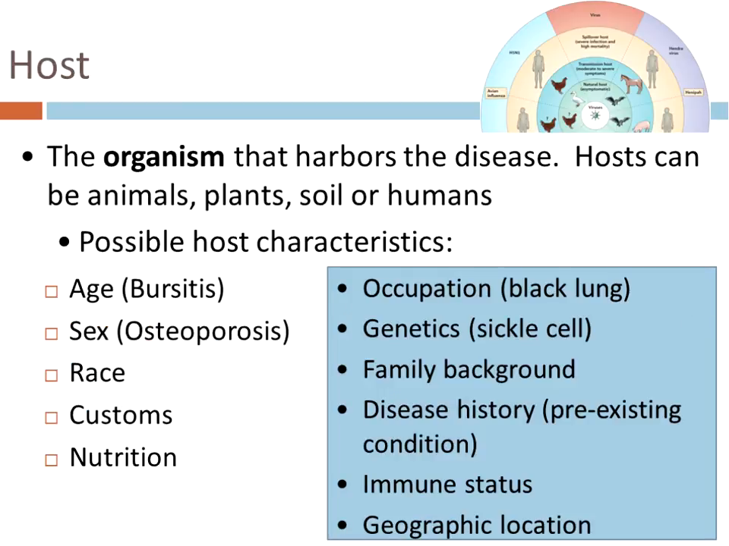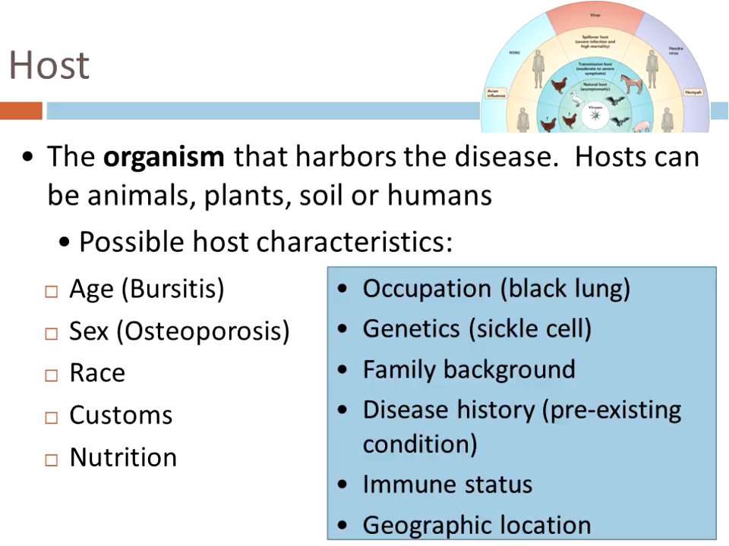Your host is the organism that harbors the disease. Your host can be an animal, a plant, soil, or it could be humans, and there are different characteristics of the host which cause people to develop disease. For example, age. Older people are more likely to develop bursitis. Sex. Women are more likely to develop osteoporosis than men. You also have race.